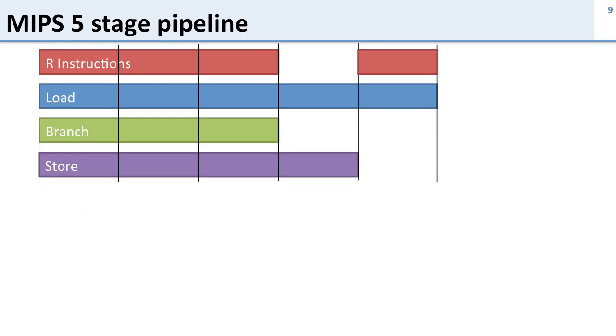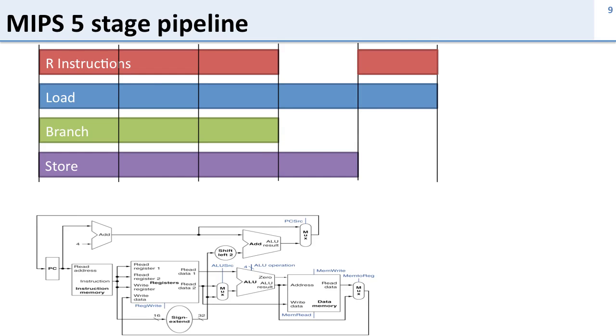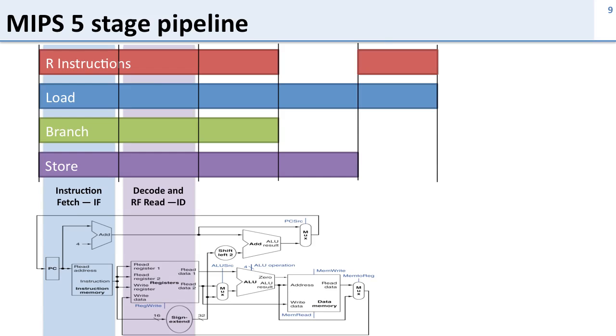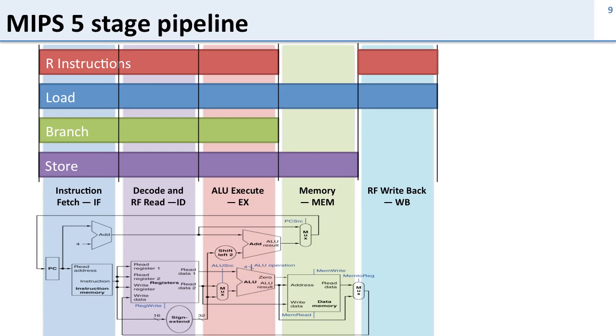So let's take a look at how this comes together in the MIPS pipeline. So here are instructions, and we're going to see how this maps to the actual processor. The first part of the pipeline is going to be instruction fetch. All instructions are going to do instruction fetch in their first cycle. That's where they load the instruction. Then in their second cycle, all instructions are going to decode what their instruction is and read the register file. In the third cycle, all instructions are going to execute using the ALU. In the fourth cycle, all instructions are going to read the memory. And in the fifth cycle, all instructions are going to write back to the register file.